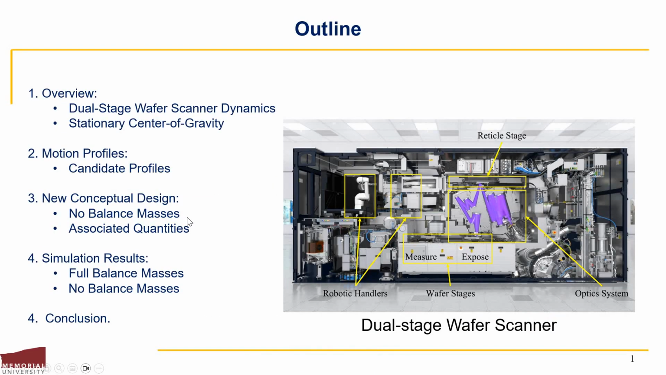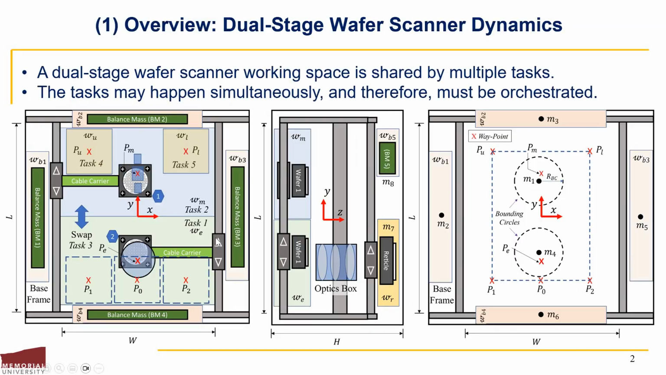In this presentation, I will talk briefly about the motion orchestration meant to be used in one-stage wafer scanners. I will start by briefly describing its dynamics and the concept of stationary center of gravity, followed by the needed requirements for suitable motion profiles that maintain stationary center of gravity along with some examples. After that, a proposed new conceptual design is introduced as well as its associated vital quantities. Then the simulation results will be discussed, followed by some concluding remarks.